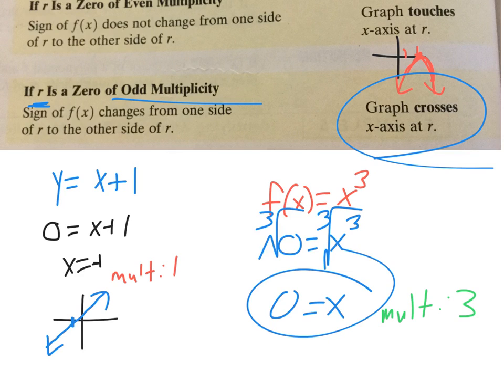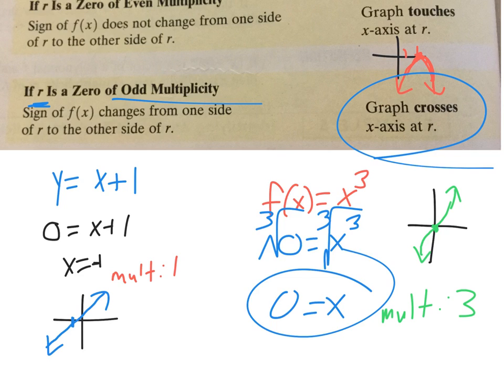And what happened to the graph when the multiplicity was 3 at 0? Does anybody remember what the graph of x to the third does? No, you're thinking about square root of x. Don't look it up. That's fine. The x cubed was the snake graph. Do you remember that? So look, it still crosses your x-axis here, but it snakes through it instead of going straight through it. So if the multiplicity is 1, it's going to go straight through. If the multiplicity is 3, it's going to snake through it.